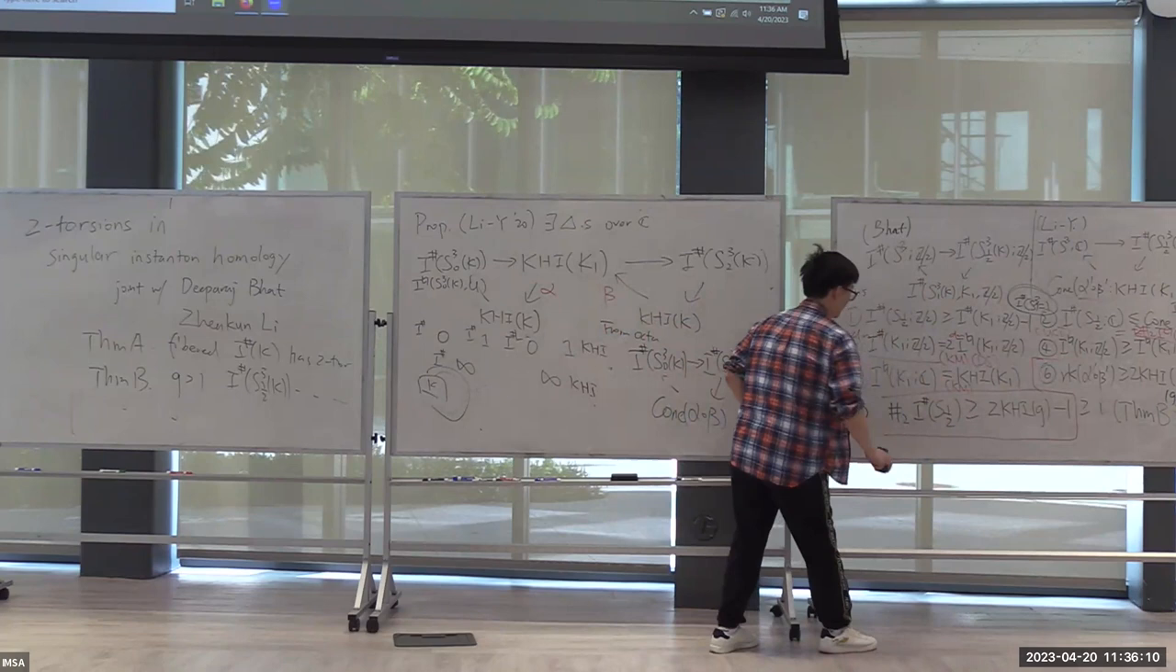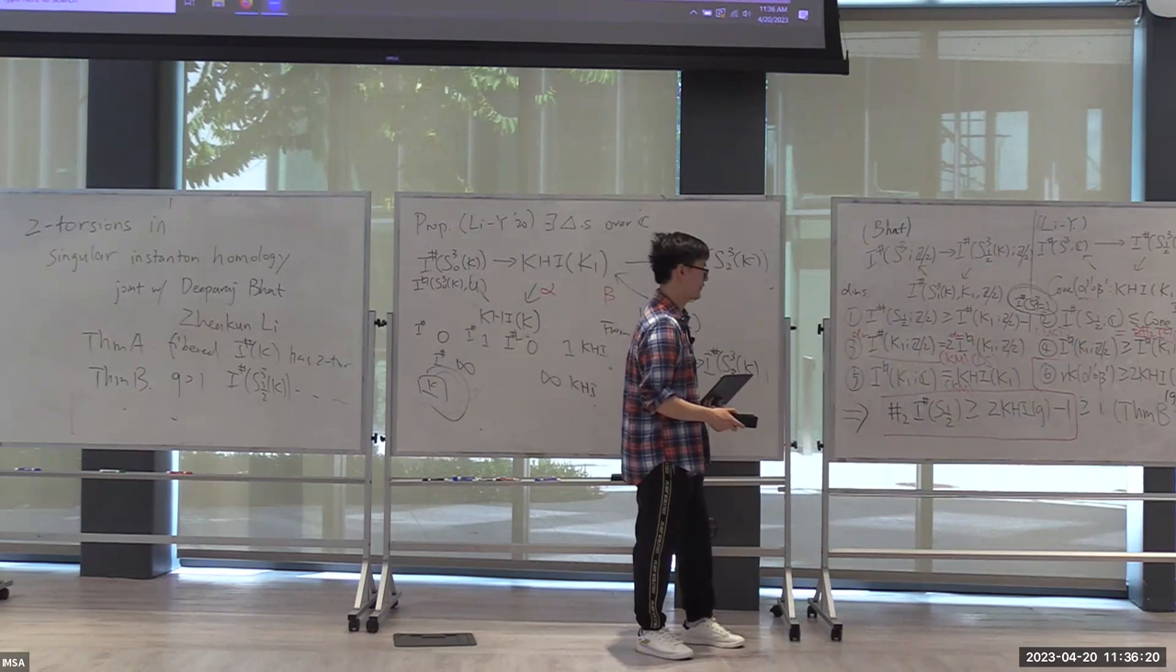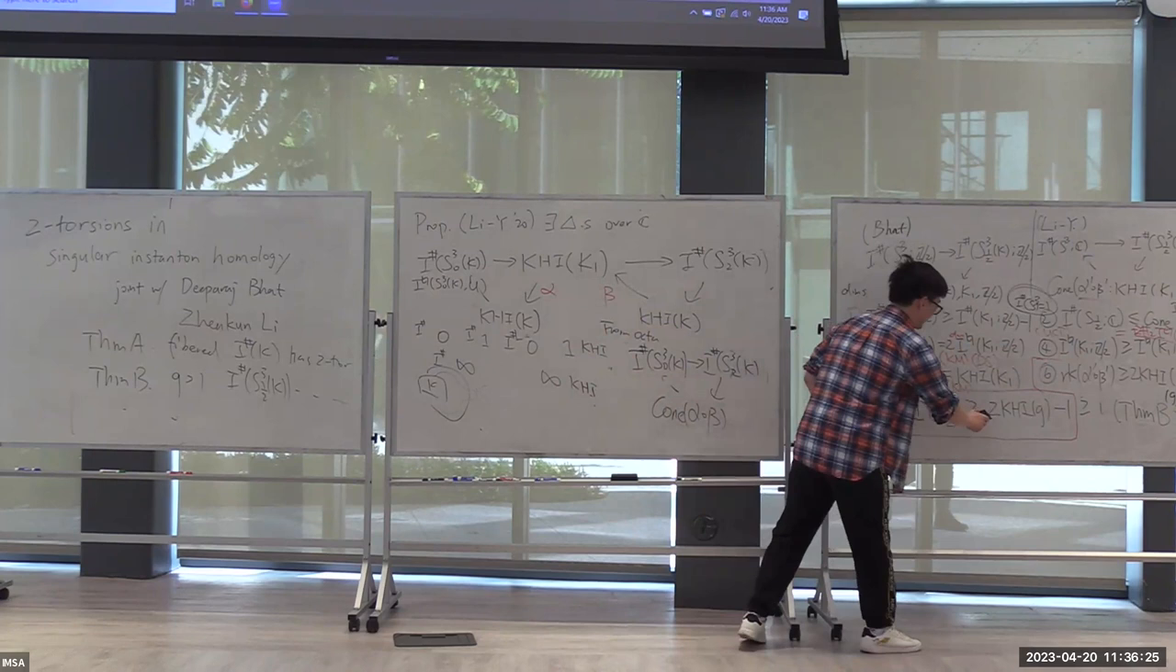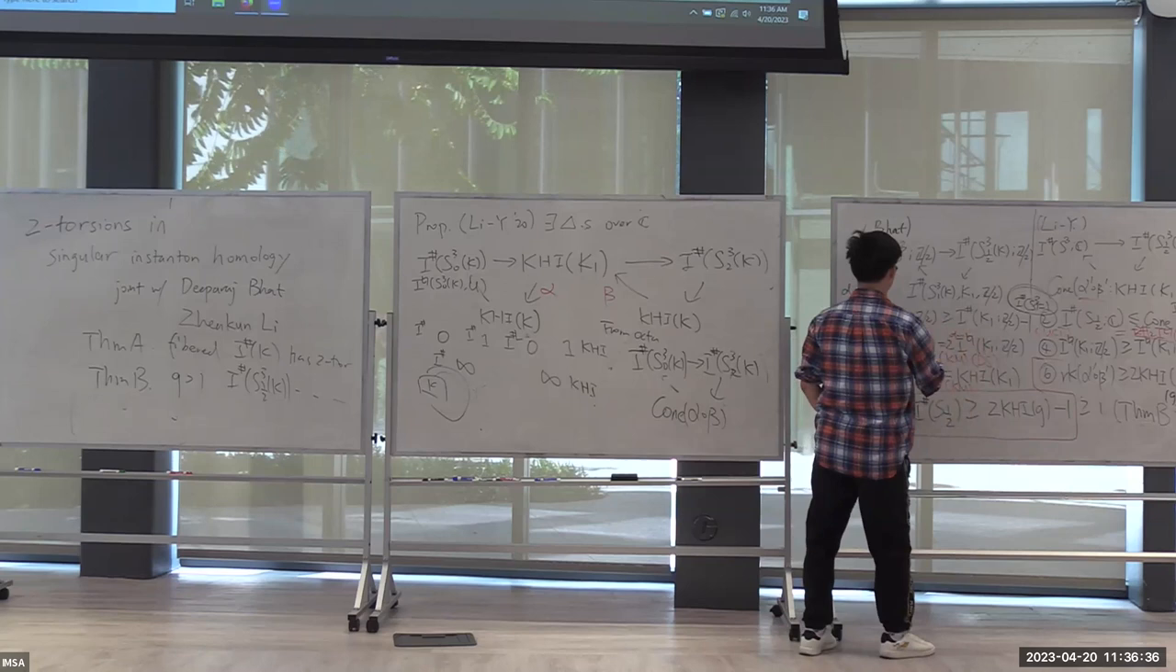So assume this whole statement and combine them all, we would get the following result, which I stated in my remark before. The number of two-projections of the half surgery is larger or equal to two times this minus one, where two times this comes from six, and this minus one basically comes from the S.